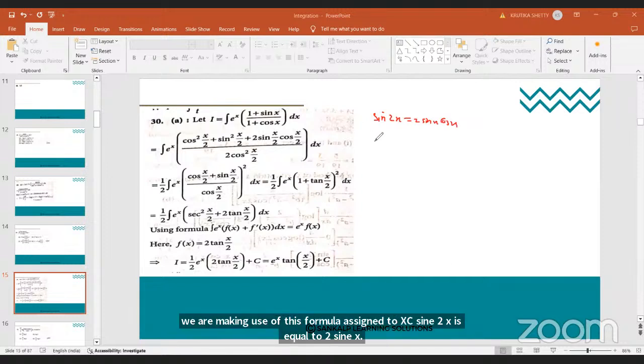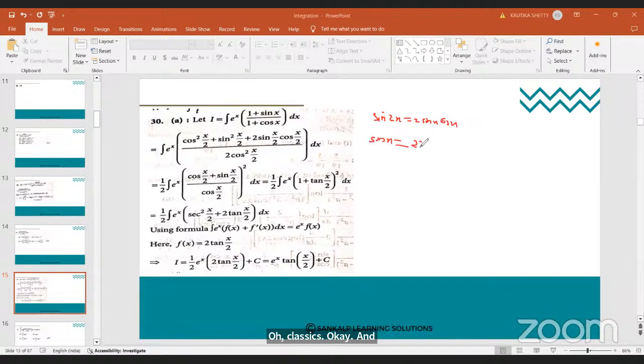Similarly, sin x will be equal to 2 sin x by 2 into cos x by 2. By replacing sin x, we can replace 1 as cos square x by 2 plus sin square x by 2. This complete term can be written as (cos x by 2 plus sin x by 2) whole square. Whatever the 2 is there with cos square x, you can take it outside common.